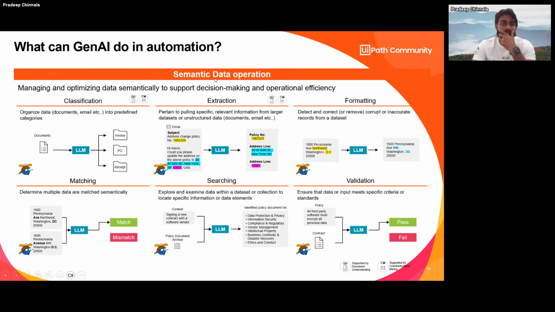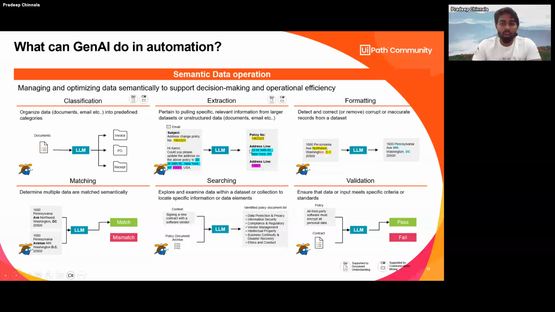So here, what GenAI can do in automation. See here, classification. If you have a bunch of documents and you want to know which document is which, whether it is an invoice, a PO, or a receipt, if you want to do the categorization, you can do it with GenAI. And extraction. This is a kind of context gathering, right? If you are getting a bulk amount of emails and want to extract only particular keywords, see, in the subject line we got the policy number.